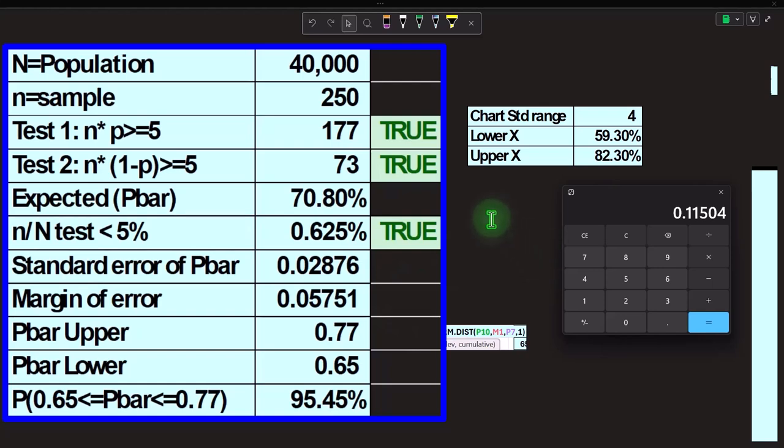If I subtract that from the middle point of 0.7080, which is the mean average, that's going to be about 0.593. And if we do the same thing with the margin, 0.05751 times 4, and then add that to the middle point of 0.7080.